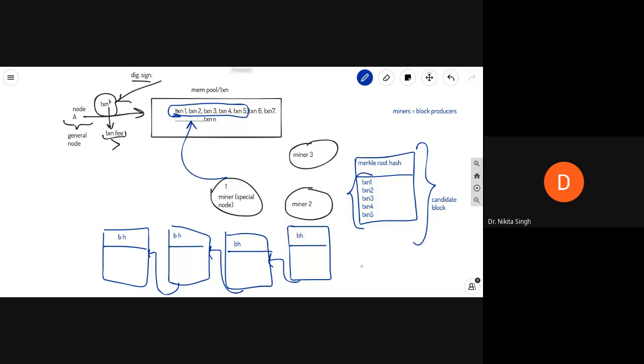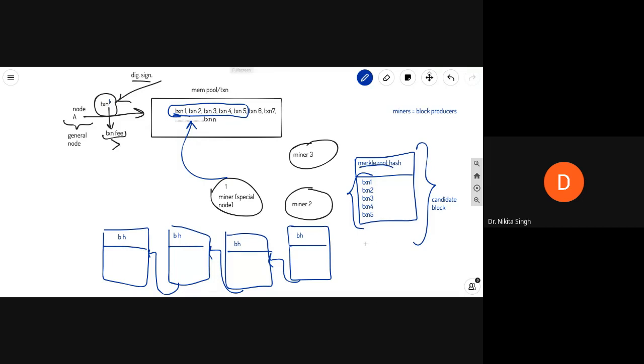Okay. So what this miner will do is the miner will pick up some transactions from the transaction pool to include as part of its block. He will perform the SHA-256 function on it repeatedly as soon as he gets the Merkle root hash.